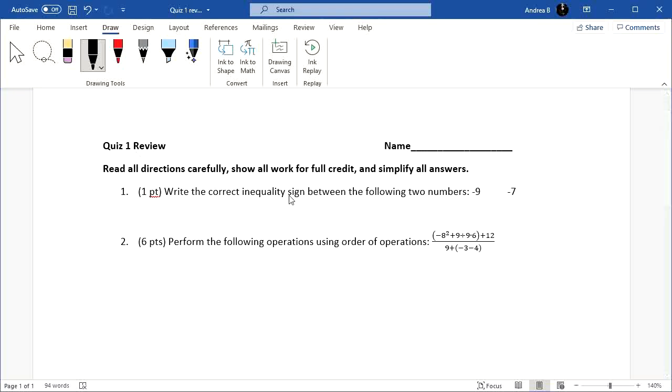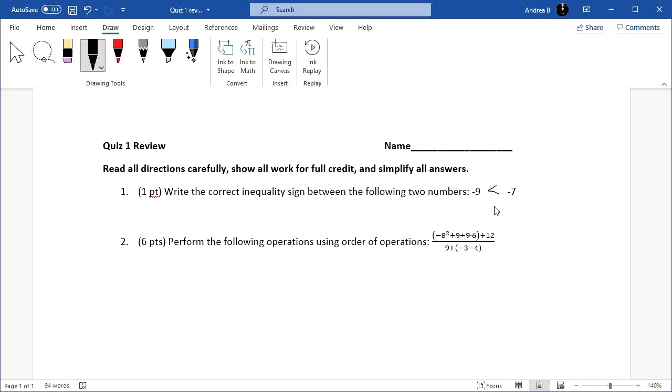Quiz one will look similar to this review. For the first one, write the correct inequality sign between the following two numbers. So we've got -9 and -7. -9 is less than -7, since it would lie further to the left on the number line. So you put a less than sign.